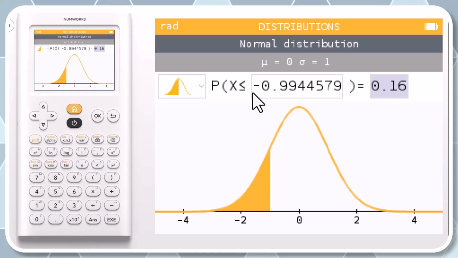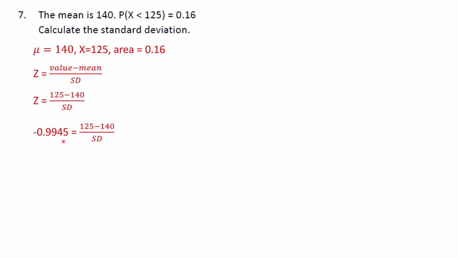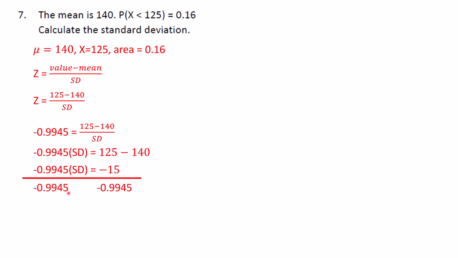Now I just need to go do some algebra. So we have our z-score, we filled it in, and we have negative 0.9945. Now it's just a matter of algebra. I can just go ahead and substitute, multiply both sides by SD, the standard deviation, to get it up here. I subtract these two to get negative 15, and then I divide both sides by negative 0.9945, and I get that the standard deviation is 15.08.